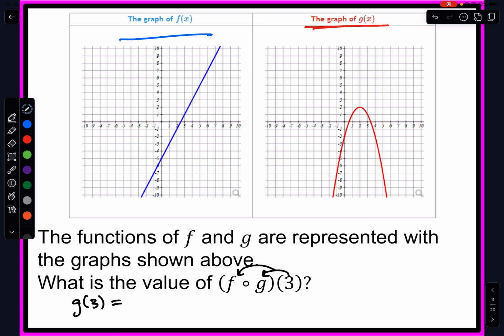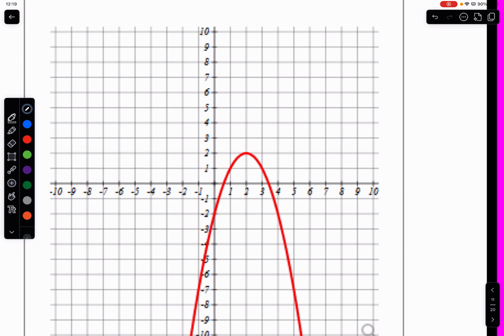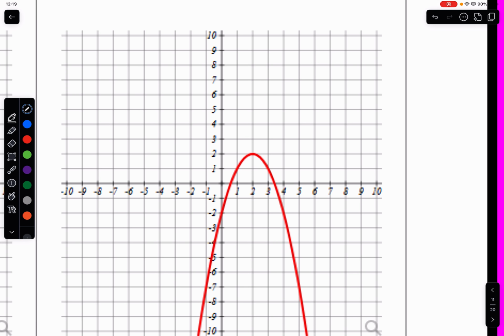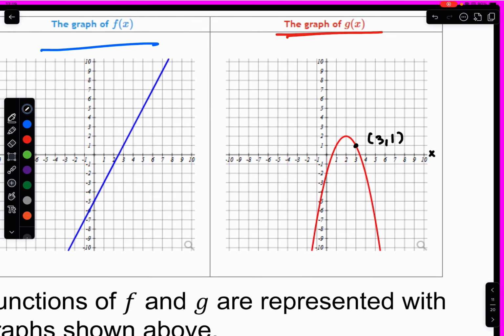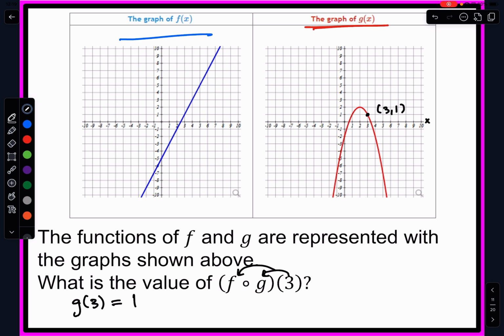g of 3 requires us to use the function g, which is this one right here on the right. So let me zoom in on this, where this is my x-axis, looking at x equal to 3. We see that the y value is 1. So g of 3 equals 1.